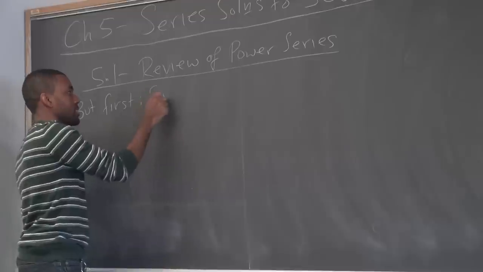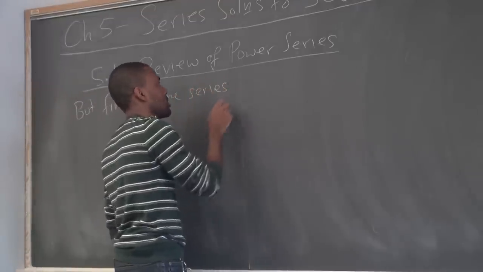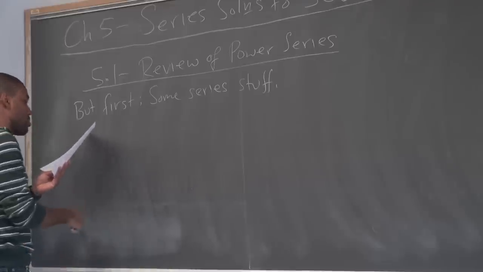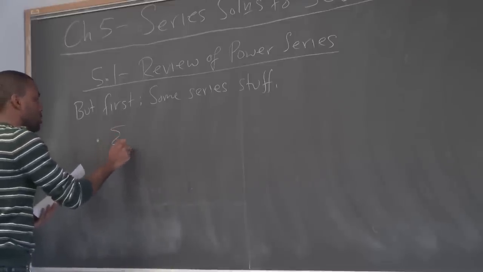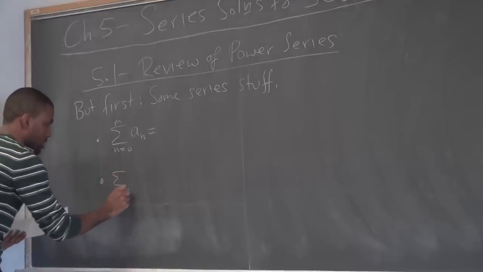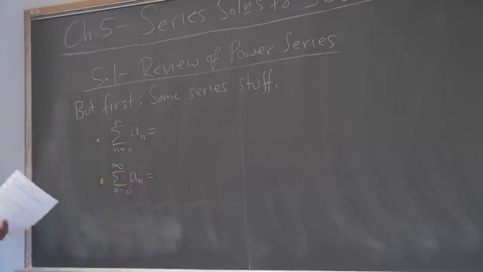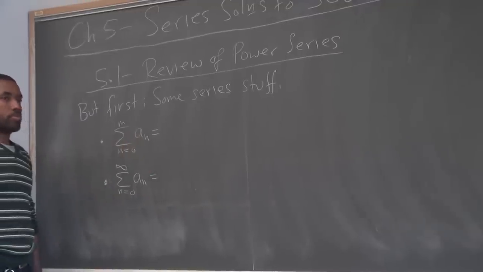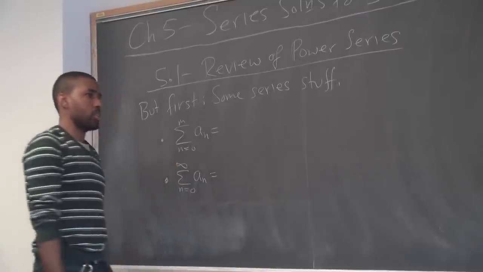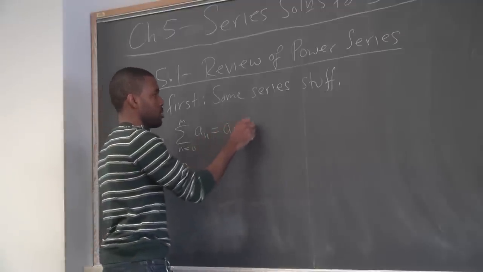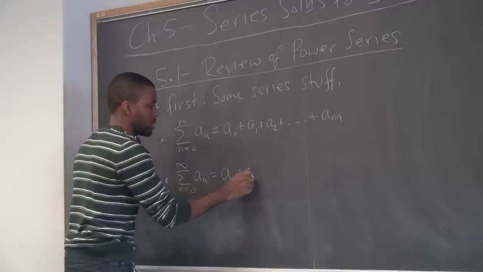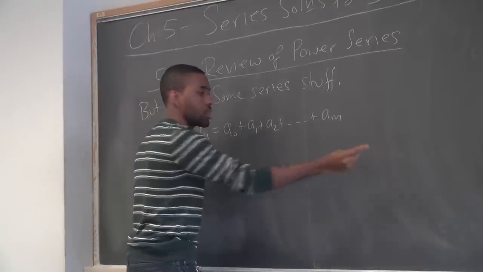First, I want to tell you some stuff about series that you might have forgotten in general. And there are going to be important conceptually. So for example, if I have the sum as n goes from 0 to m of a_n, write that without series notation. How do you express this without the sigma notation? Right, a0 plus a1 plus a2 plus all the way up to am. The infinite case is a0 plus a1 plus a2 plus a3 plus goes on forever.